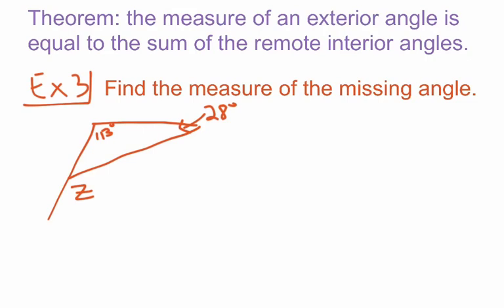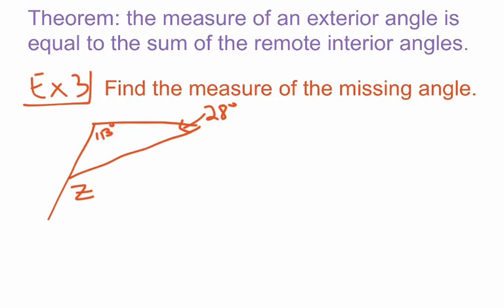For our third example, we're told to find the measure of the missing angle, and we'll see that we're given two angle measures here. This obtuse angle here is 113 degrees. This acute angle here is 28 degrees, and we're given this exterior angle here represented by the letter Z. Now the theorem tells us that the measure of an exterior angle, again that's Z, is equal to the sum of the remote interior angles. So we're going to find the sum of these two angles, and that should equal the measure of angle Z.